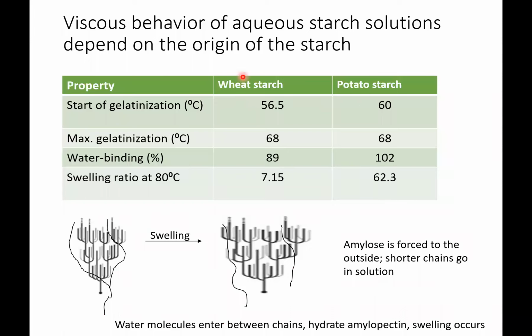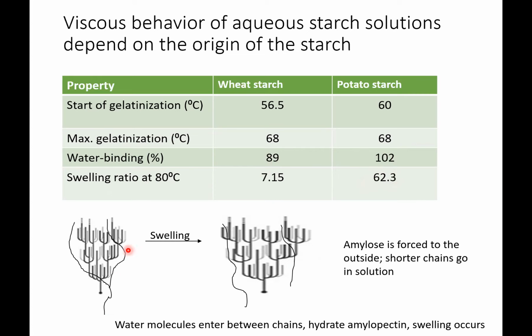So starches are different. Wheat starch, potato starch. I should have picked a different one here because they are very close in terms of the onset. In this case, 56 here, 60 degrees centigrade. Maximum gelation in this case is the same, close to 70 degrees, but you see it's far from boiling. But the water binding is quite different here between the two. And the swelling ratio is very different. So if you want something that swells more, you would need potato starch.